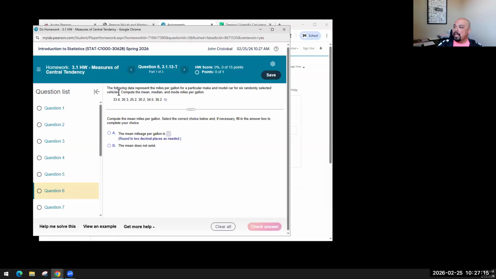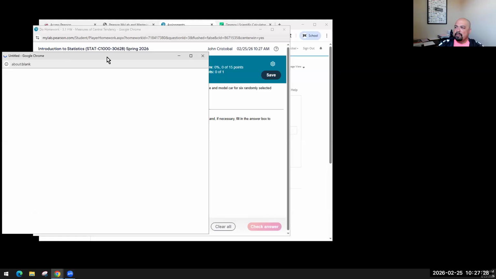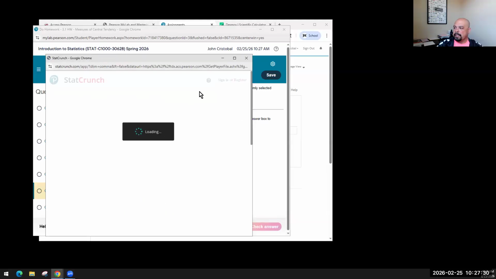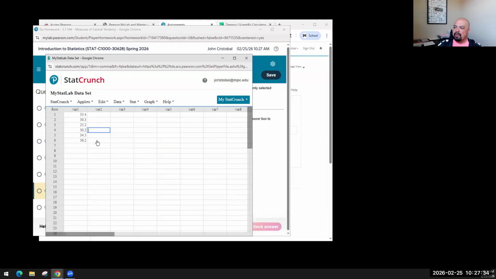Okay, and so in this case, the following data represents the miles per gallon, the MPG, right? First model car and 6 randomly selected vehicles. Okay, so if I want to open StatCrunch, we have our data, and we can expand data. We can have longer data sets to make it a little more interesting. Again, with these smaller values, not too great, but we have this data here.